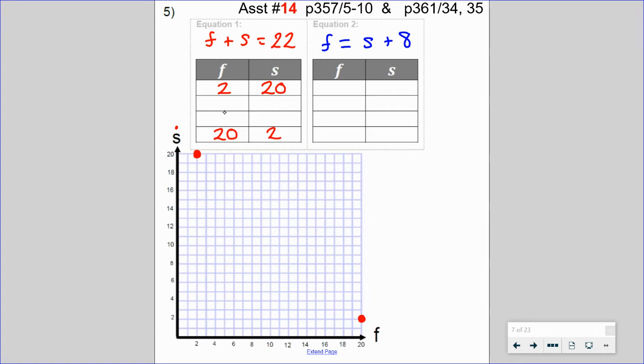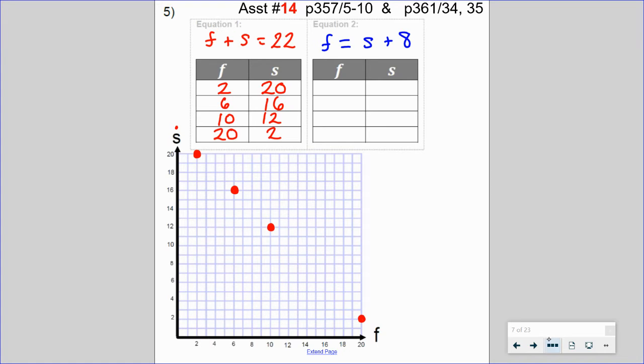Now we can come up with any number in between. I'm going to try to make some nice ones. For instance, 10 is pretty easy. 10 plus what number is 22? Well, the second number must be 12. So when the first number is 10, I'm going to follow that up. The second number must be 12. What about 6? 6 plus what is 22? Well, that number would be 16. So 6, 16, and there we go.